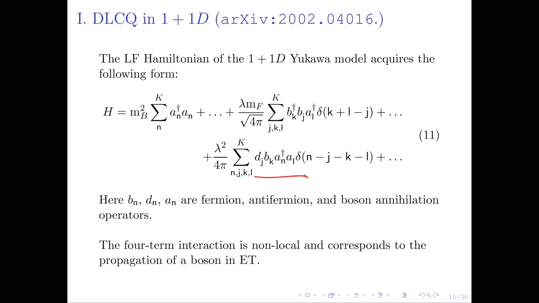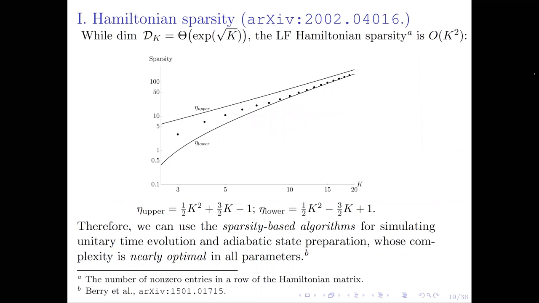What is a bit surprising is that the sparsity grows as K squared, because here the last term, you see, is quadratic in K, but you also have a delta function on momenta. So this naively gives you K cubed terms. However, you have some additional cancellations. I did not write here the explicit form of the Hamiltonian, because it would take the whole page. But it turns out that it's even better than you would naively expect. So the sparsity of the Hamiltonian is only K squared. And here I show the exact upper and lower bounds on sparsity. The reason this is so important for us is that the most efficient algorithms for time evolution and adiabatic state preparation are based on Hamiltonian sparsity.